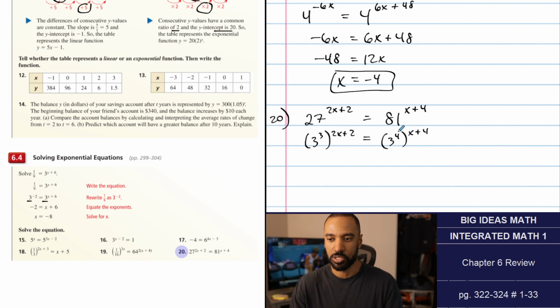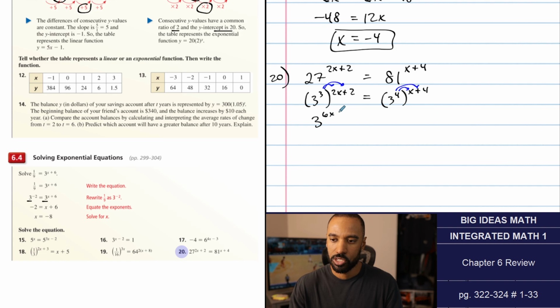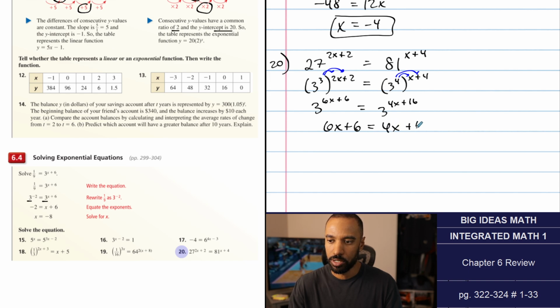But I'm matching bases of 3, but I have to do the same thing as I did last time. Multiply the two sets of exponents through distribution. 3 times those and 4 times those. So this will be 3 to the 6x plus 6 power and 3 to the 4x plus 16 power. So now we can set the exponents equal. This will have a solution. I'll subtract 4x and subtract 6 and divide both sides by 2. You get x equals 5.